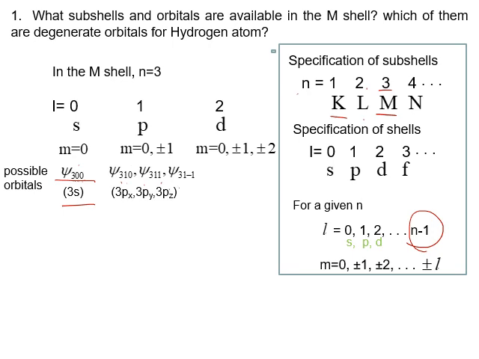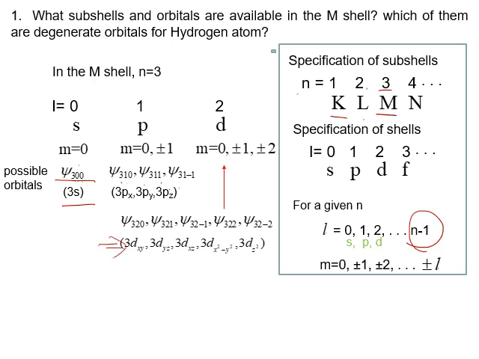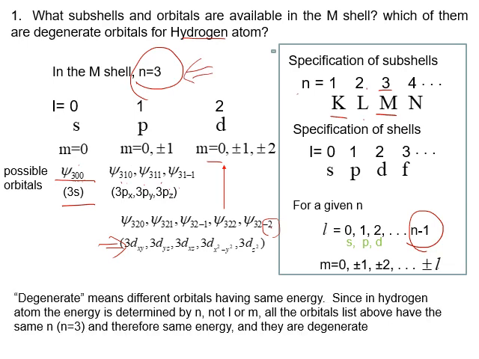For the 5 d orbitals, you can either use the symbol that we usually use, or psi 320, 321, 32 minus 1, 322, 32 minus 2. The last one is the quantum number m. Now, what are degenerate orbitals? All these orbitals have the same energy because principal quantum number is 3. For hydrogen atom, energy is determined only by principal quantum number. So therefore, the degeneracy here is 9.